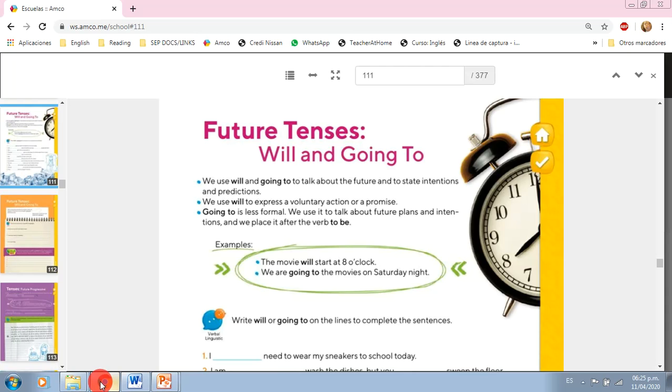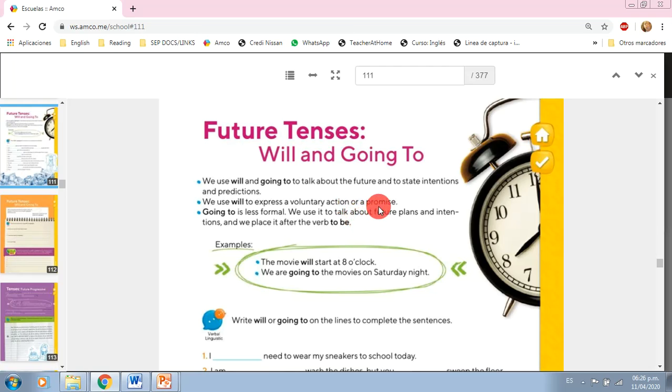Let's go to the pages, and here we have future tenses, will and going to. We use will and going to talk about the future and to state intentions and predictions. This is very important. We use will to express a voluntary action or a promise. For example, a voluntary action: I will help you. I will clean the room. Or I will do my best. That sounds like a promise, actually.